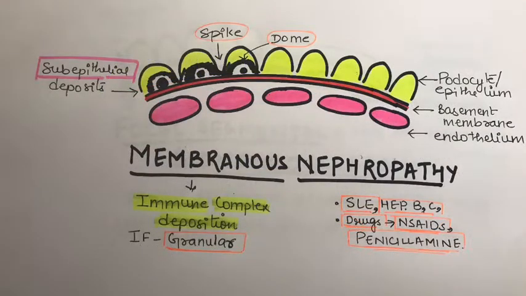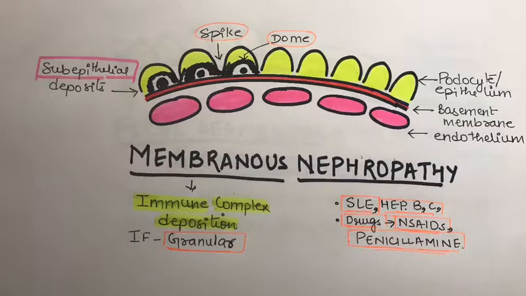Let's move on to membranous nephropathy. As you can see in this diagram, there are immune complexes that are deposited in the subepithelial zone. That's why they're called subepithelial deposits. This shows a spike and dome appearance. Let's move on to the content.